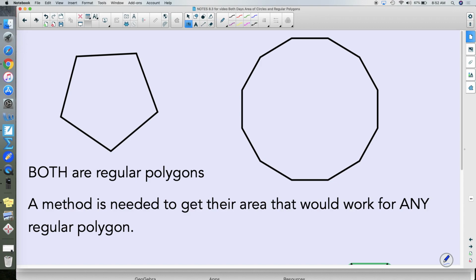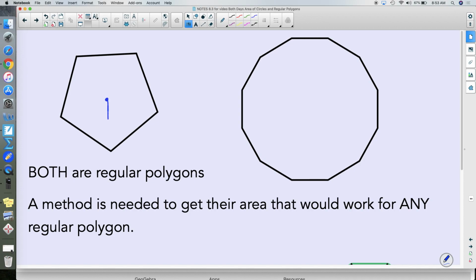I could take any polygon I wanted, regular or not, and break it with a ruler into shapes that I do have area formulas for. Maybe I'd break it into a trapezoid plus a triangle in this one. Maybe I'd break this into 3 different triangles and calculate their areas. But our goal in this section is to not have to think through every regular polygon problem individually, to be able to put them together in a way that would work for any regular polygon that were given to you.